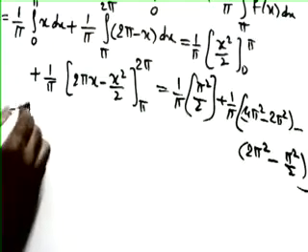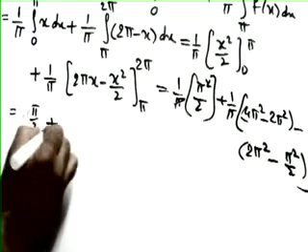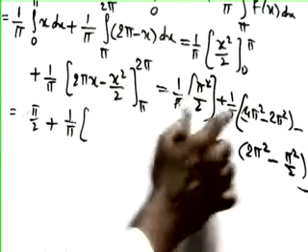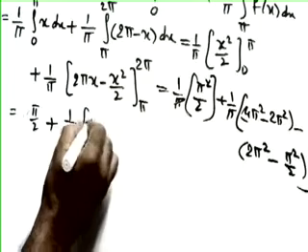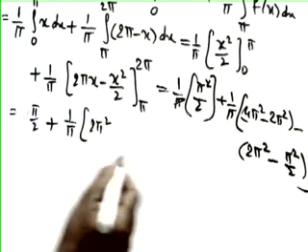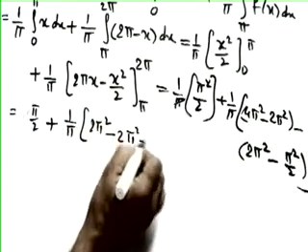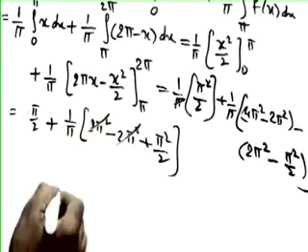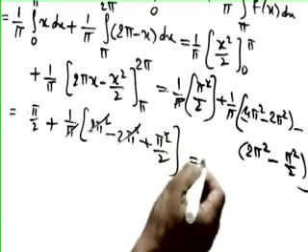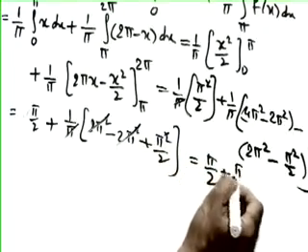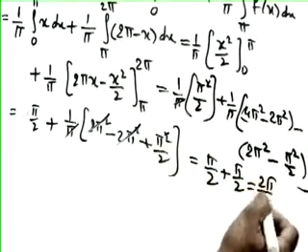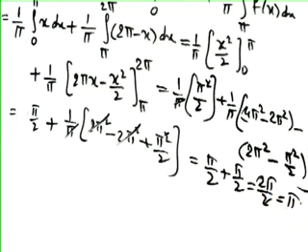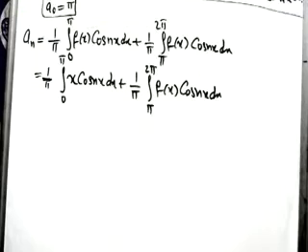Now let me continue this one. So this you watch carefully, this pi square will get cancelled. What is left here? Pi by 2 plus 1 by pi into 4 pi square minus 2 pi square is 2 pi square, minus into plus minus 2 pi square minus 1 is plus pi square by 2. So this will get cancelled and pi square will get cancelled. What is left? Pi by 2 plus pi by 2. This is 2 pi by 2. 2 will get cancelled, left with pi.